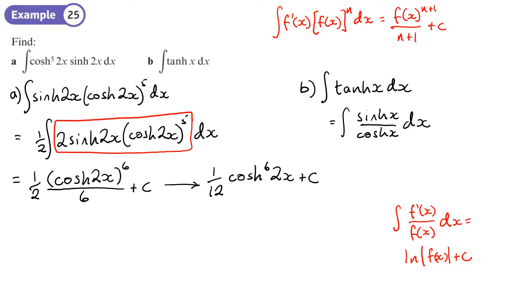Now let's have a look at this. If cosh x is f of x, so this is on my f of x, is that differentiated sinh x?